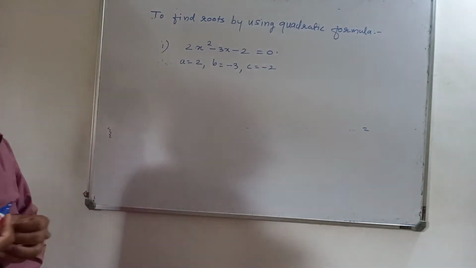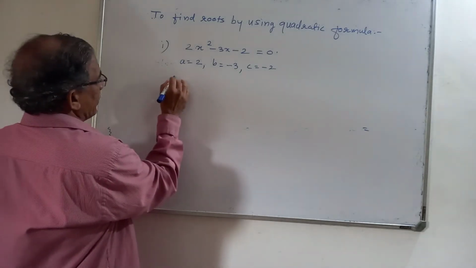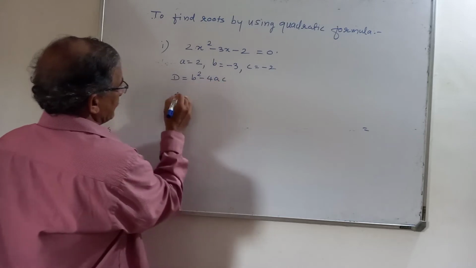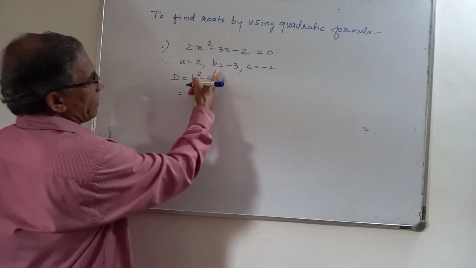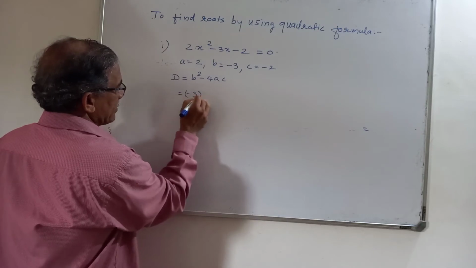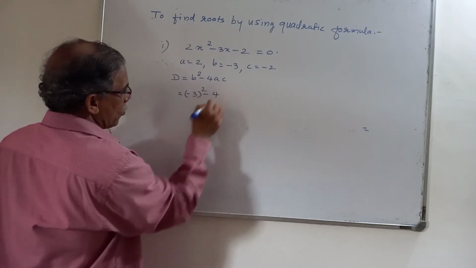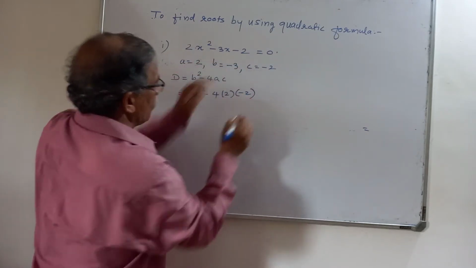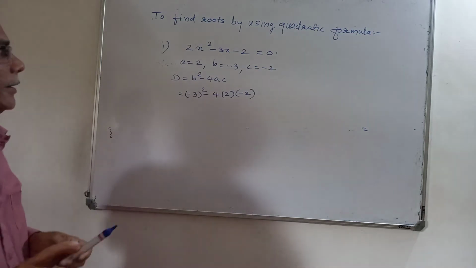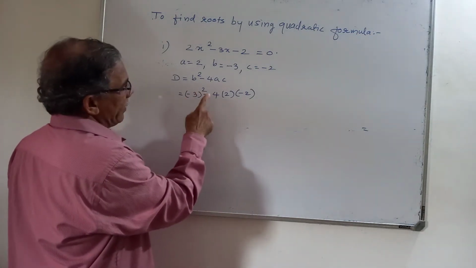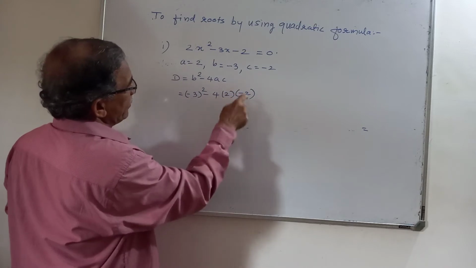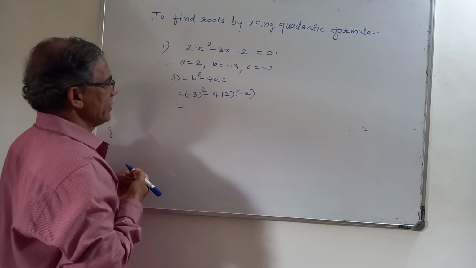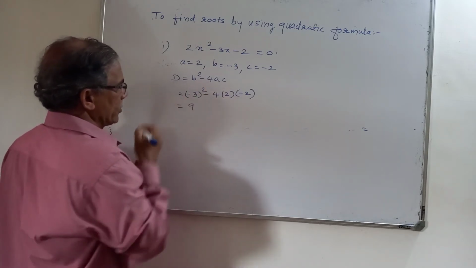So step 1, calculate the discriminant. You have to use this formula. D is equal to b square minus 4ac. So that is equal to b square. B means minus 3, so it is minus 3 square minus 4, a means into 2, into c means again into minus 2. So this is substitution, isn't it? Minus 3 square minus 4 into 2 into minus 2. So minus 3 square, how much? Square of a negative number is always positive. So 9.